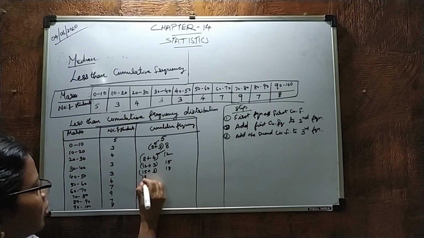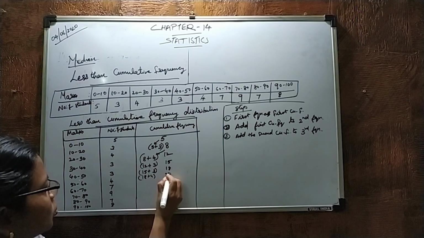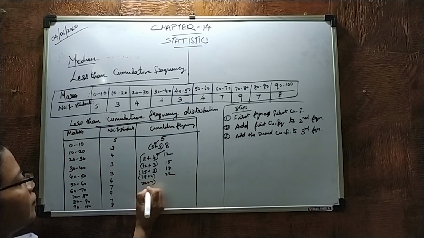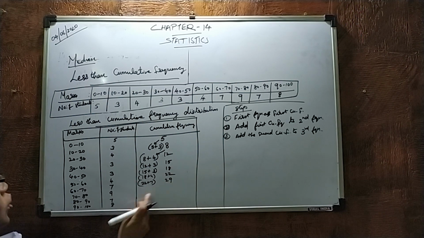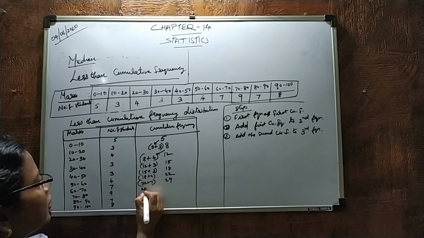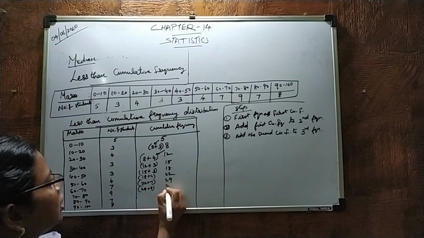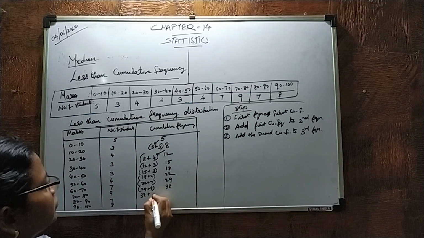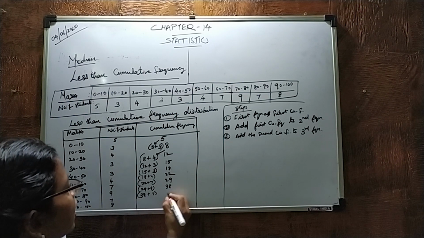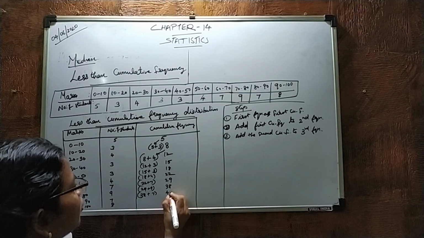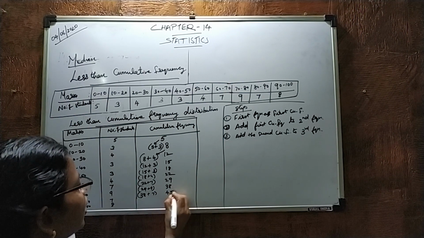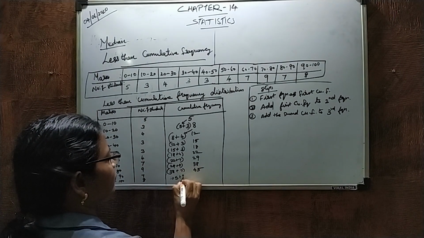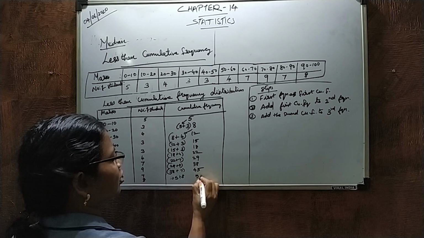18 plus 4 is 22. 22 plus 7 is 29. 29 plus 9 is 38. Then 38 plus 7 gives 45. 45 plus 8 gives 53.